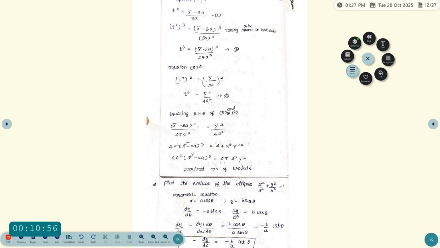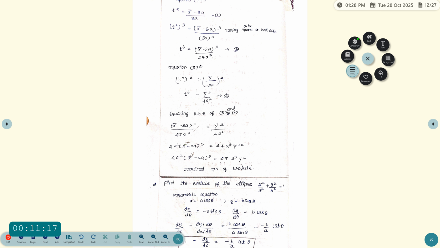Now, from the first and second equation, to eliminate t, we can raise the power as 6 in both the equations, taking cube on both sides. So t square whole cube is equal to (x bar minus 3a) the whole cube by 3a the whole cube. So t power 6 is equal to (x bar minus 2a) the whole cube by 27a cube.